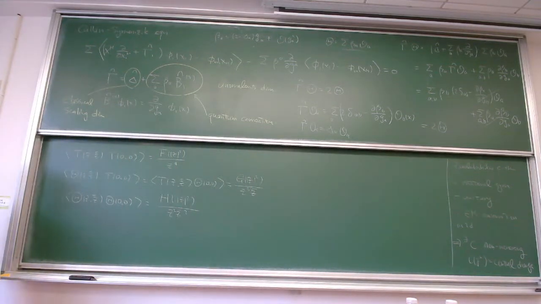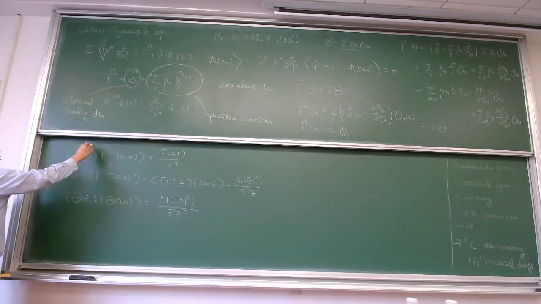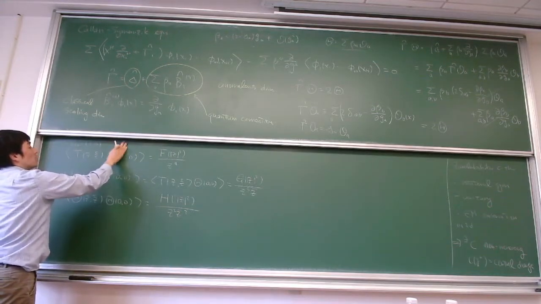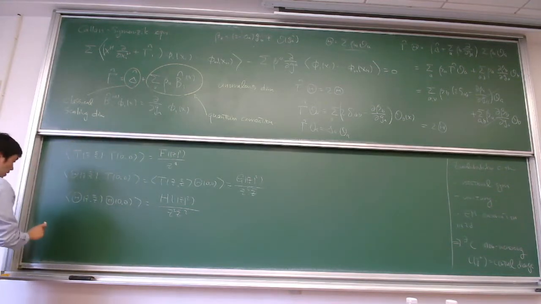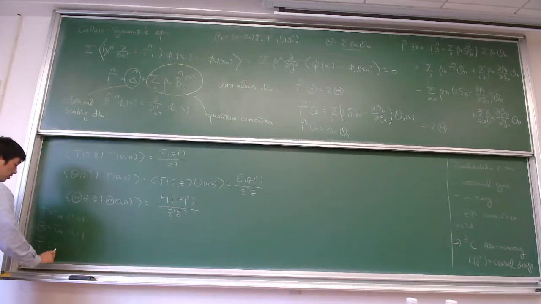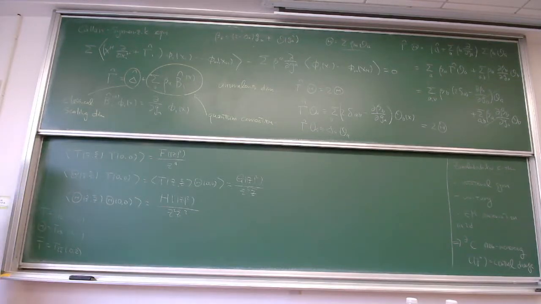So again, T is 2, 0. Theta is 1, 1. T is equal to T_zz, so therefore 2, 0. And theta is equal to T_zz bar, essentially. So therefore 1, 1, and T bar is equal to T_z̄z̄, so it's a 0, 2 component, holomorphic.